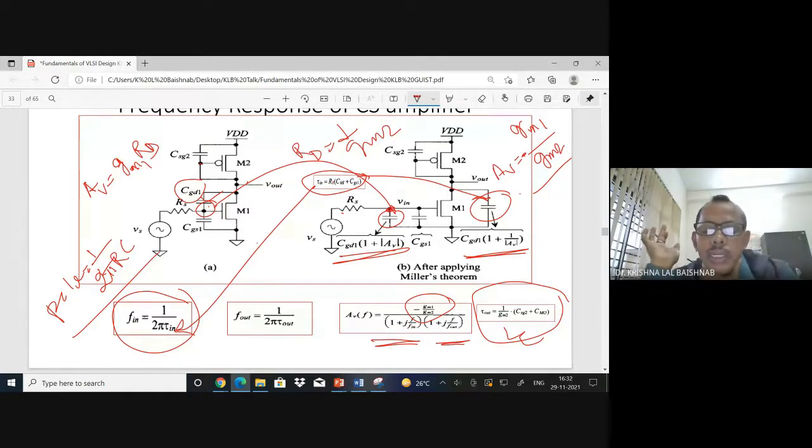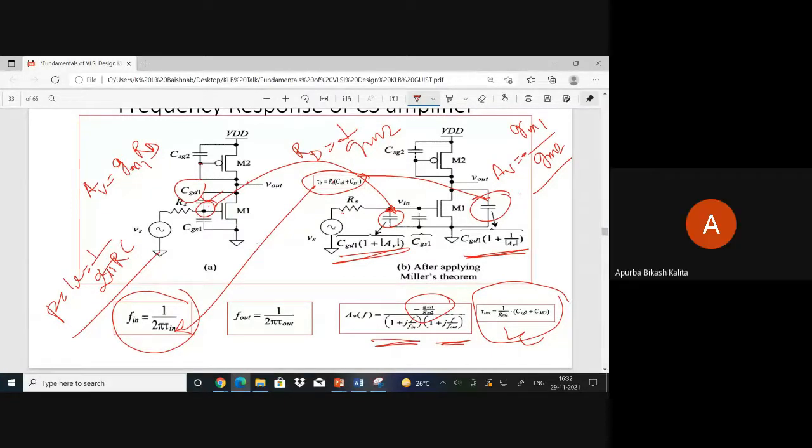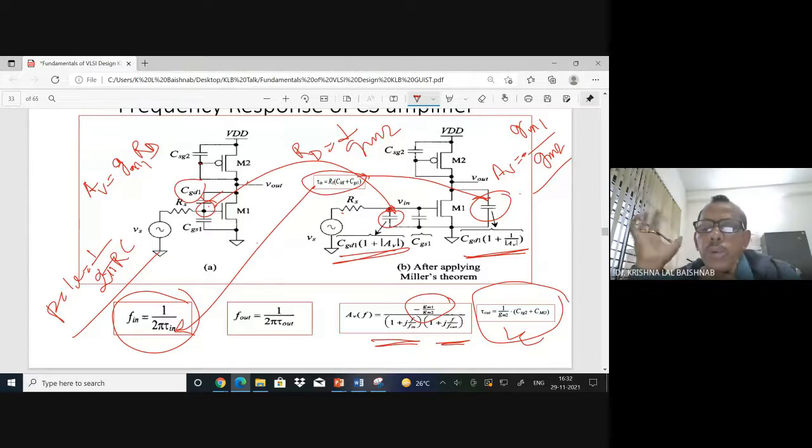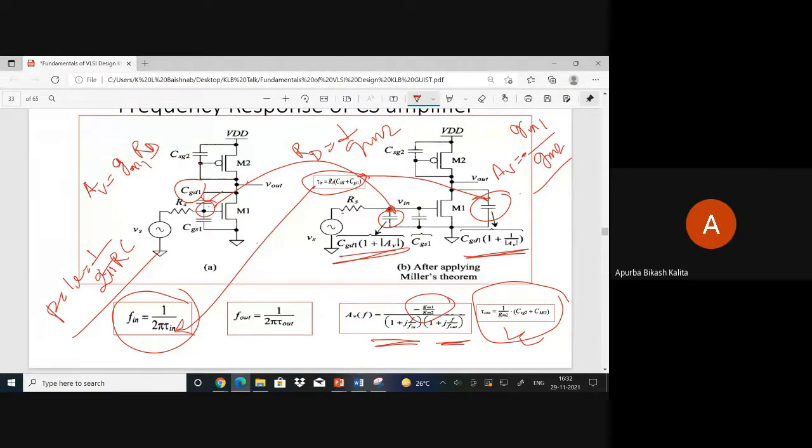Apurva, am I going in the right direction? Yes, sir, you are going in the right direction. Or is it very common what I am telling? No, sir, it is not that common. Okay, please.